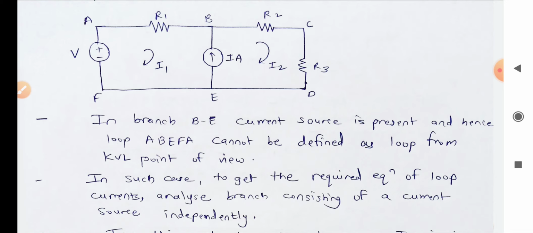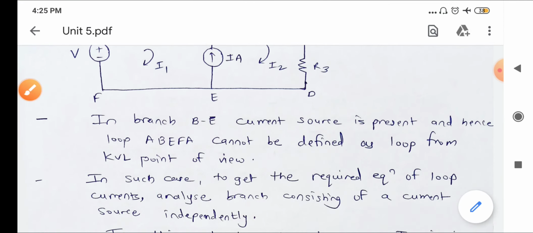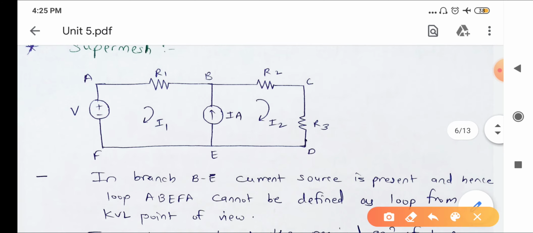Now exclude this branch. By excluding this branch, the complete loop will now be A, B, C, D, E, F, A. This will be the complete loop. By considering this complete loop A, B, C, D, E, F, A, this is nothing but our super mesh, because we are excluding the branch BE.